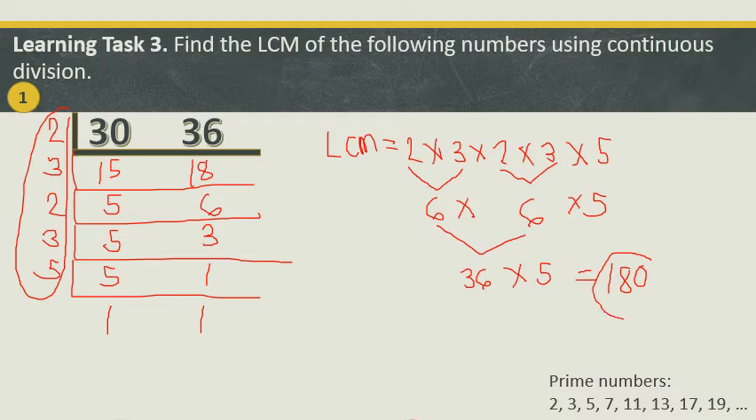So, ito po ang least common multiple ng 30 and 36. So, pansin nyo, pag GCF, mas mababa doon sa mga numbers yung nagiging sagot. Pero kapag LCM, mas malaki dito sa dalawang number.